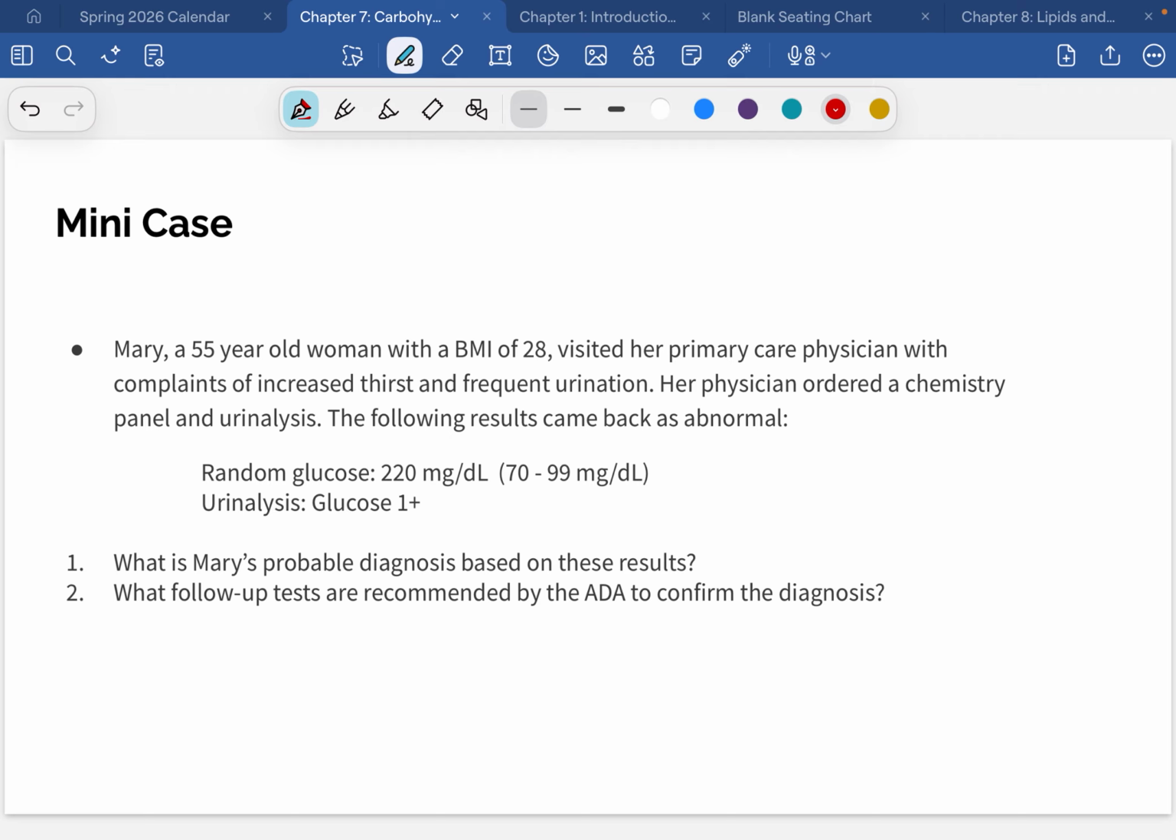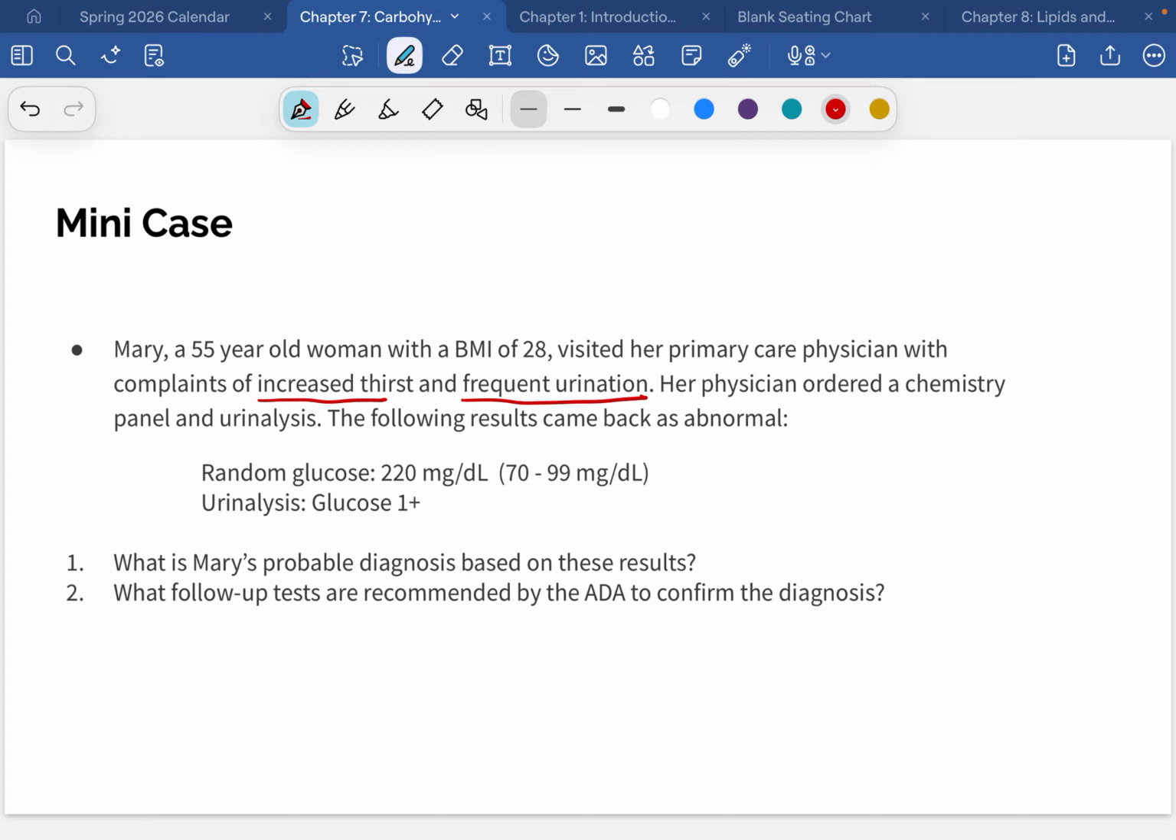Mary is a 55-year-old woman with a BMI of 28, who visited her primary care physician with complaints of increased thirst and frequent urination. Her physician ordered a chemistry panel and a urinalysis, and the following results came back. The physician likely ordered these because of the increased thirst and frequent urination. That's two of the P's, right? The increased urination, polyuria, and increased thirst, polydipsia, are two of the really common symptoms of diabetes, particularly type 2, but type 1 as well.